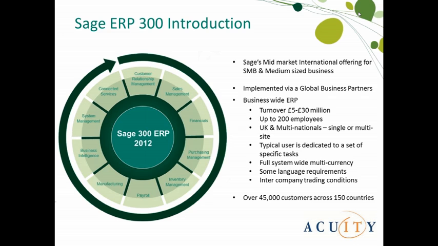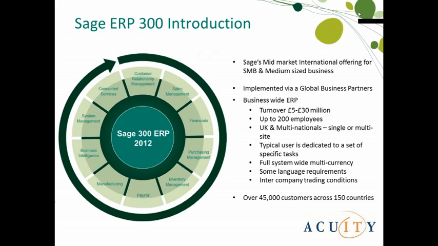Sage ERP 300 has full system-wide multi-currency capabilities, and indeed there are additional language pack options that are available for Sage 300. Also, it caters very well for intercompany trading. So if you have, as an organization, entities in more than one geography that often trade with each other, with intercompany buy and sell transactions taking place, then Sage 300 ERP is very well geared to cater for that.